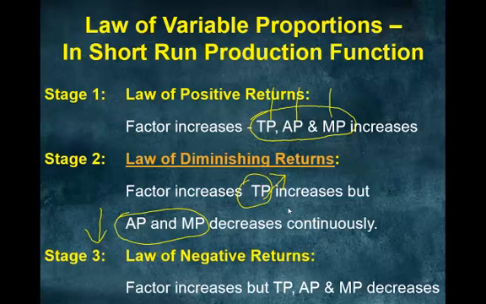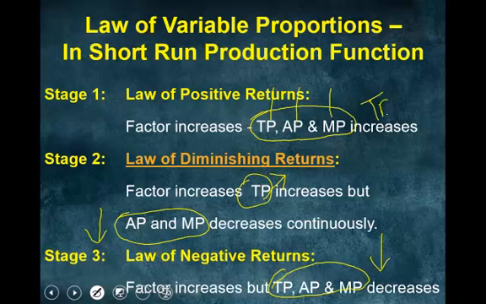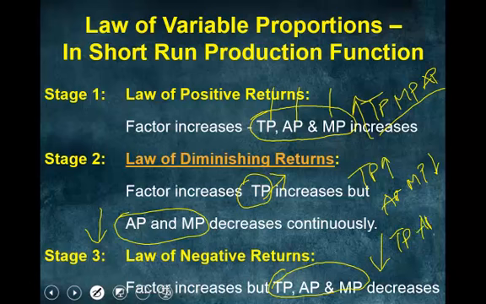And the law of negative returns: look at the law of negative returns here. All these three decrease. So AP, TP, and MP decrease. So based on this, in stage one, TP, MP, and AP, let me revise these things, all three increase. But in stage two, only TP increases, while AP and MP decrease. But in stage three, all these functions, AP, MP, and TP, decrease. So probably you have got the idea.